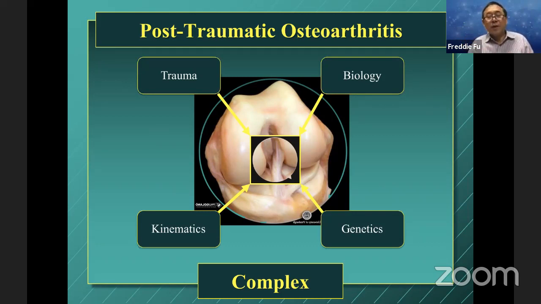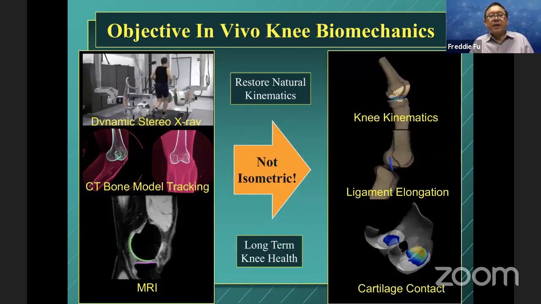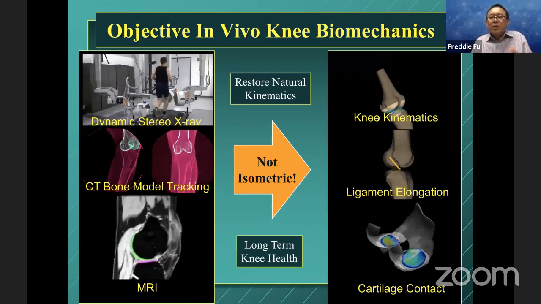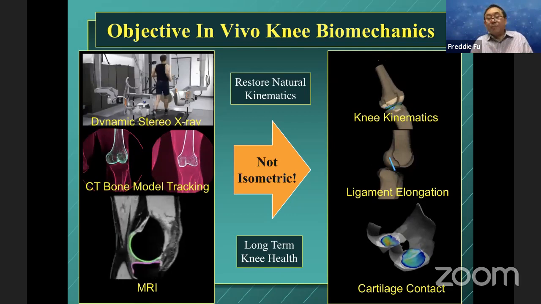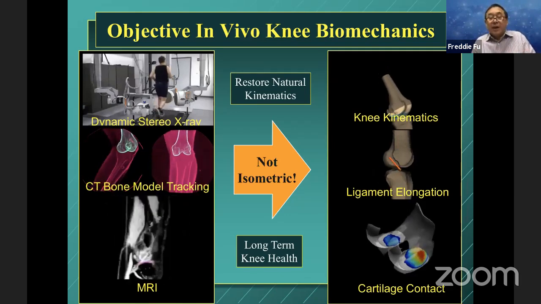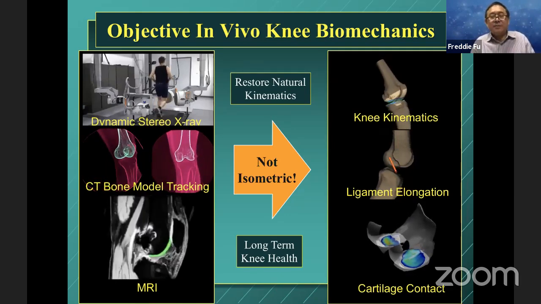But I think doing the wrong ACL, non-anatomically, will predispose you to arthritic changes. Again, with this kind of machine, we can look at it, and I'm lucky to have this $3.5 million machine. So I know a lot about kinematics, elongation, contact stress if I do the wrong ACL.